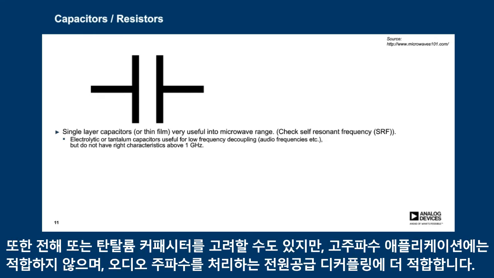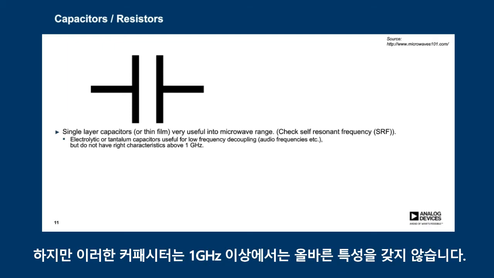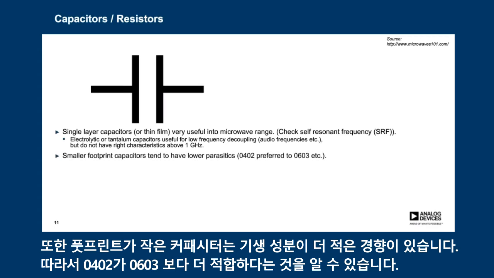We can consider electrolytic or tantalum capacitors, but they're not really suitable for the high frequency applications and are preferred, I guess, for power supply decoupling, where we're more interested in audio frequencies. But these capacitors do not have the right characteristics above 1 gigahertz. Smaller footprint capacitors tend also to have lower parasitics, so we notice that 0402 is preferred to 0603.